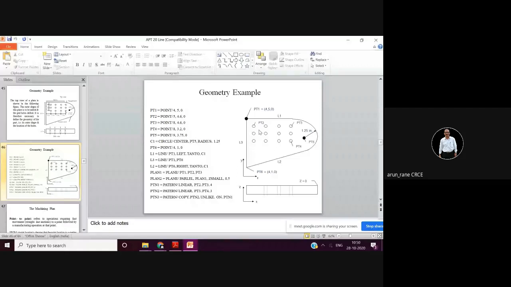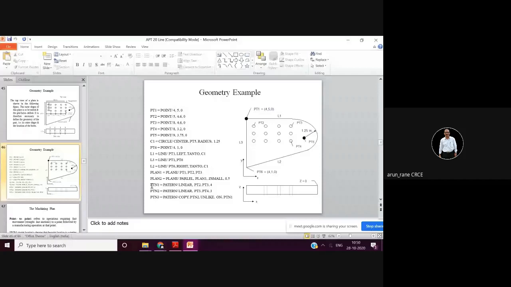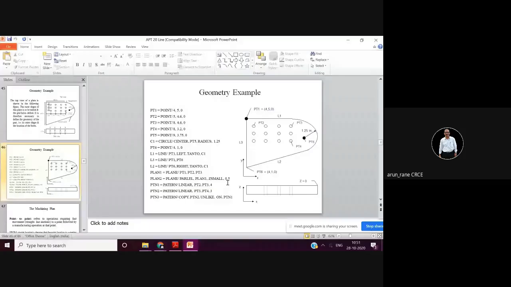Then you can say plane two. It is a plane which is parallel to plane one, that is this plane. Linear, and z small. So this is a smaller distance, at a distance of 0.5. So you can define plane 2 very easily.